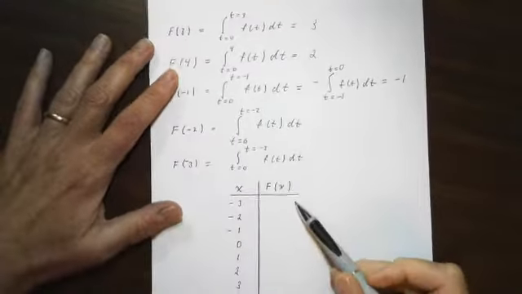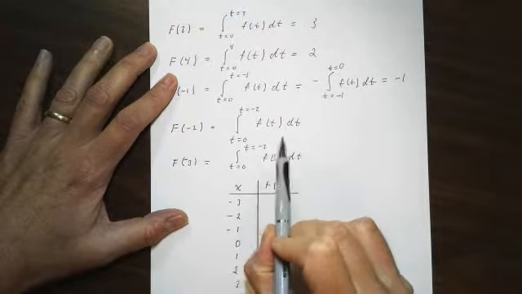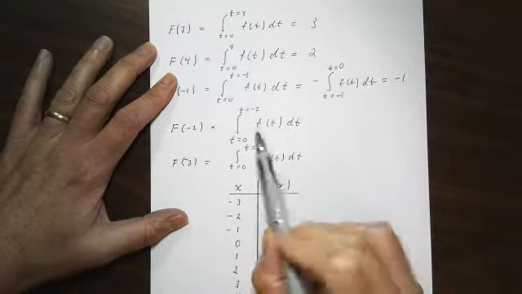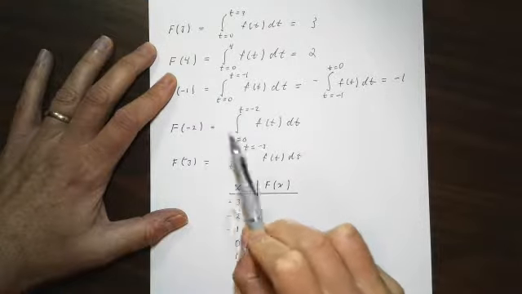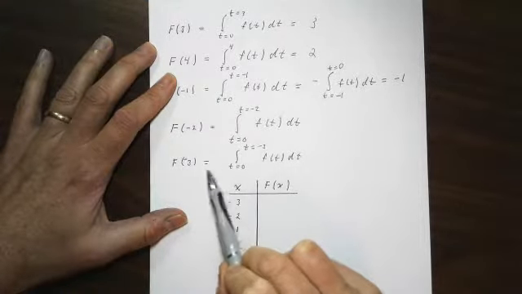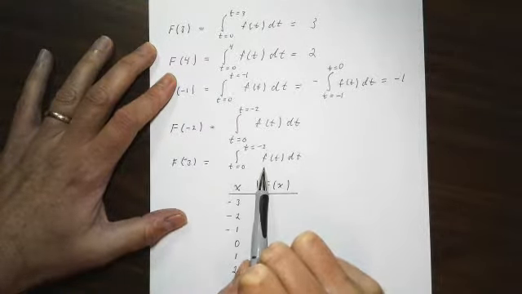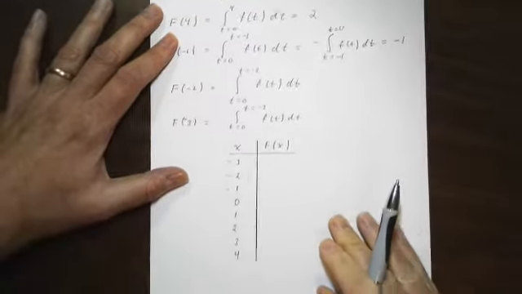I would like for you, on your own, outside of class, to compute capital F of -2, capital F of -3. This is something you need to do for the next class period.